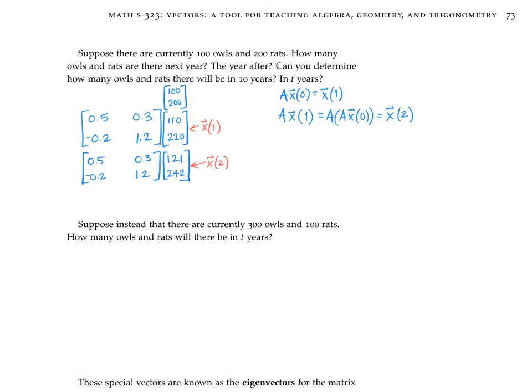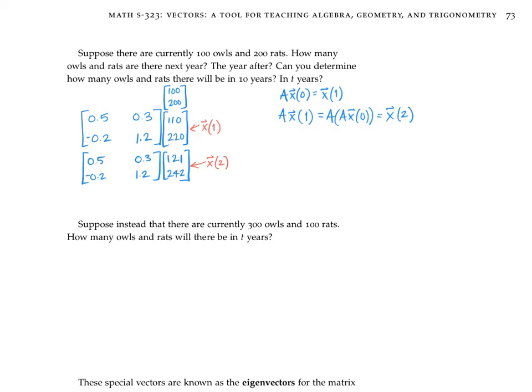So this is interesting. With this initial condition, with these initial population levels, 100 and 200, every year is going to be a 10% increase. Now, why is that the case? Let's take a look over here.